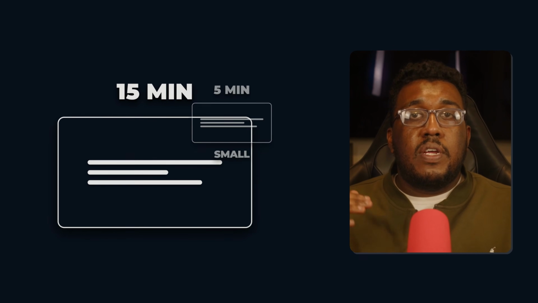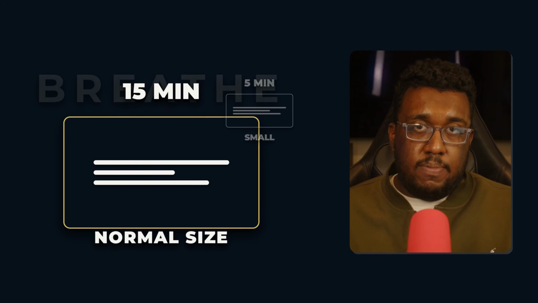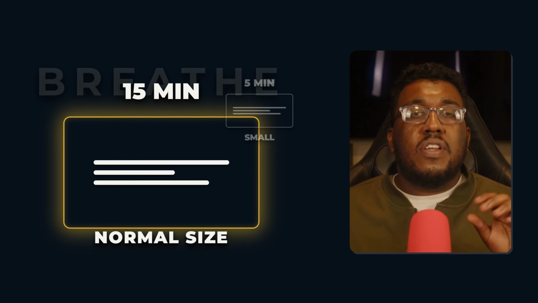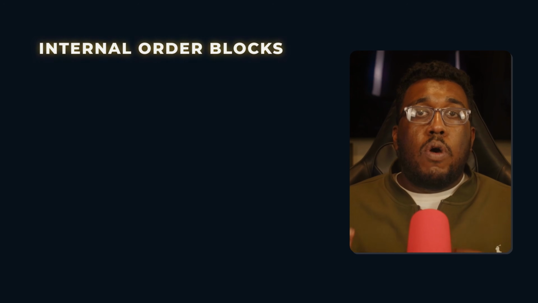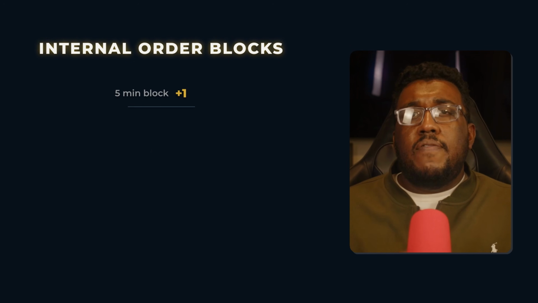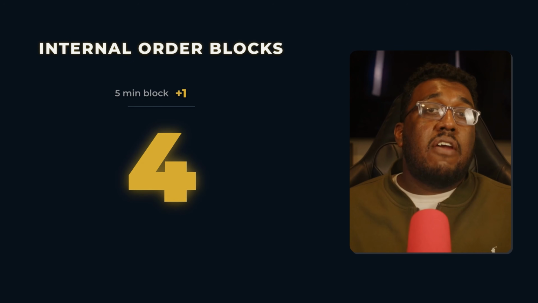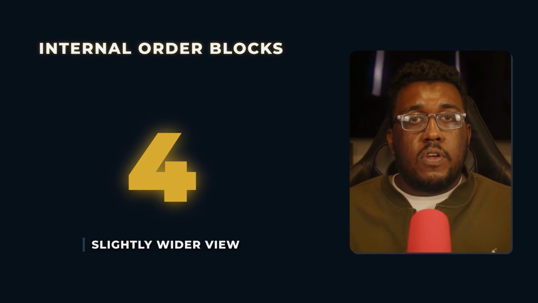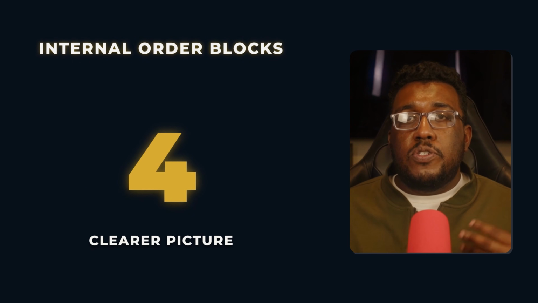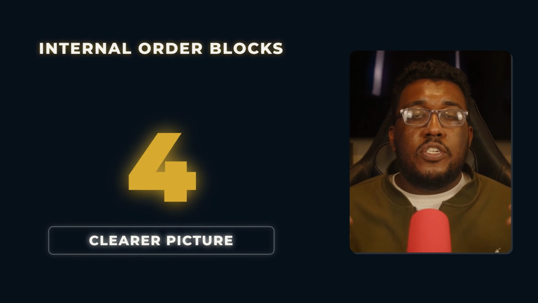On that 15-minute level, you can breathe a little bit more, so you can have that normal label size if you want to read that structure clearly as it forms. For the internal order blocks, I want you guys to have this set to 4. One more than the 5-minute, only one more though. The 15-minute forms blocks that live longer and carry much more weight. 4 gives you a slightly wider view without creating a lot of clutter, so you guys should be able to understand what's happening a little bit more clearly without seeing too much noise on your screens.